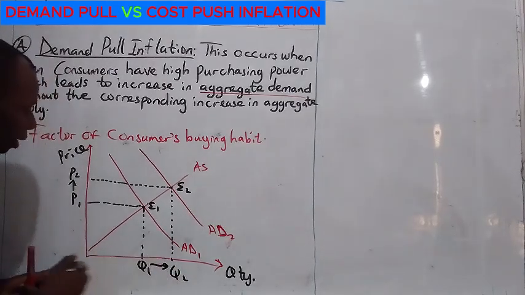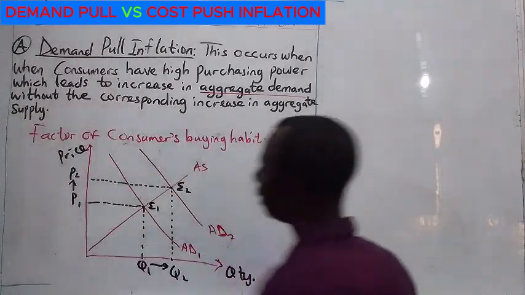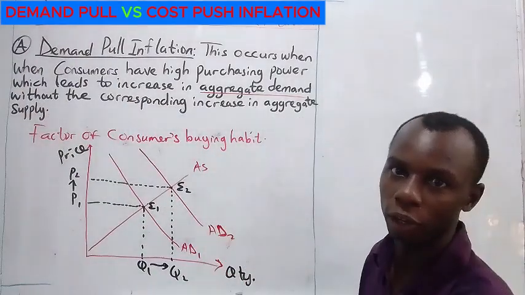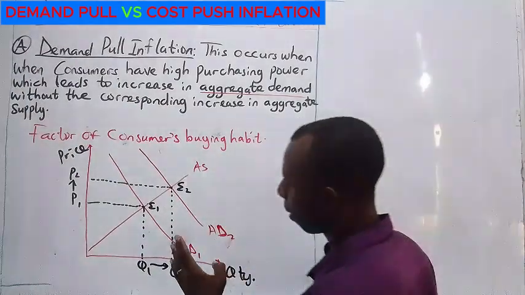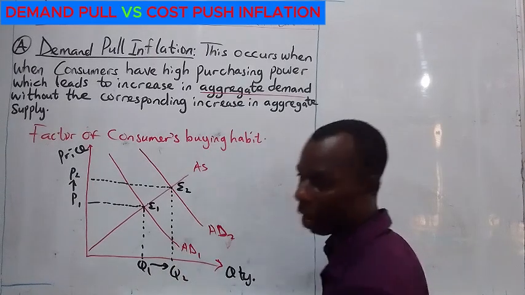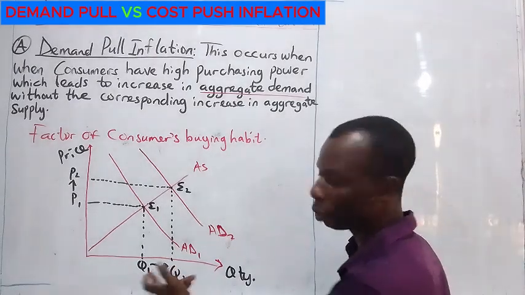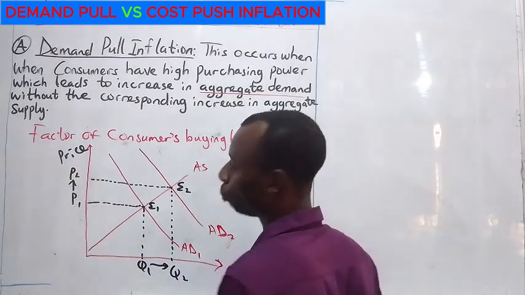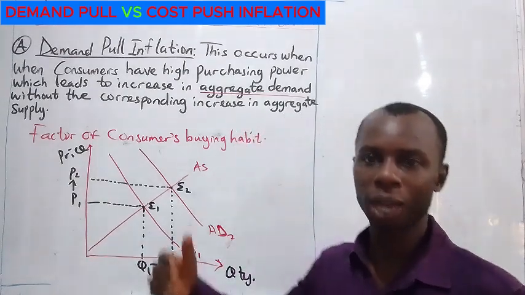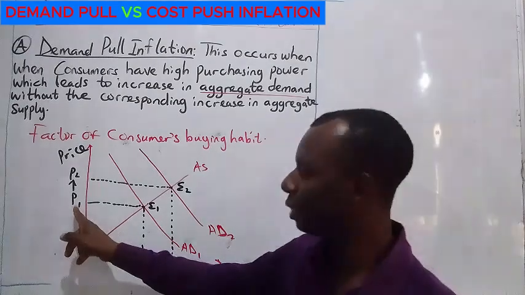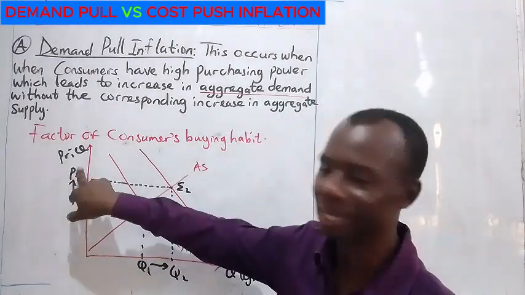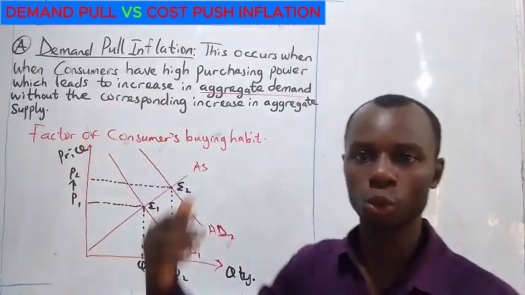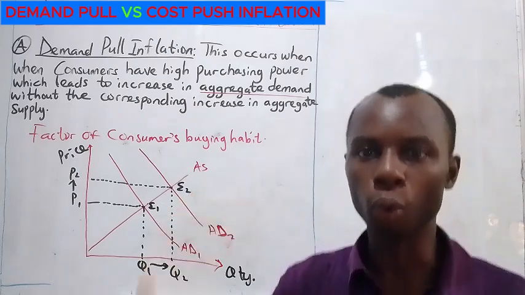So what we observe here is that anytime there is demand pull inflation, the quantity demanded will shift outward. There's an increase in quantity demanded from Q1 to Q2, whereby price will increase from P1 to P2. So this is what we know as inflation, because this is the initial price, but price has increased to P2. So that's what we know as demand pull inflation.